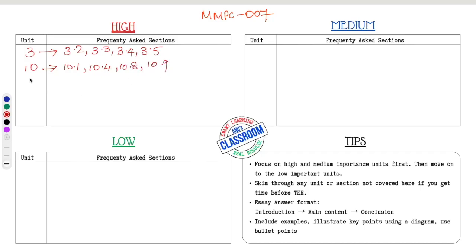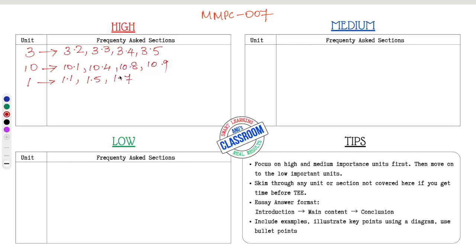Unit 1, basics of communication from block 1. Questions have come from most of the sections, so if you have the time, study all sections. If not, focus on 1.1, 1.5 and 1.7. So these are the high importance units.